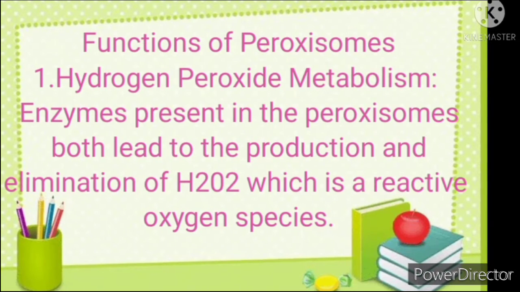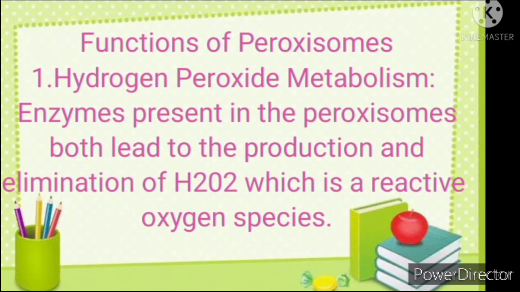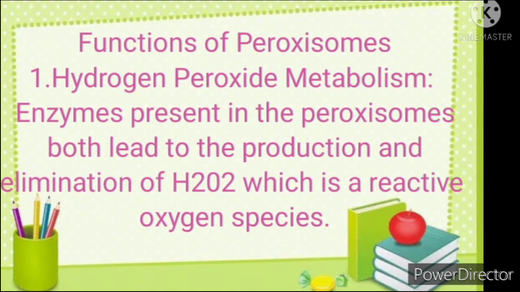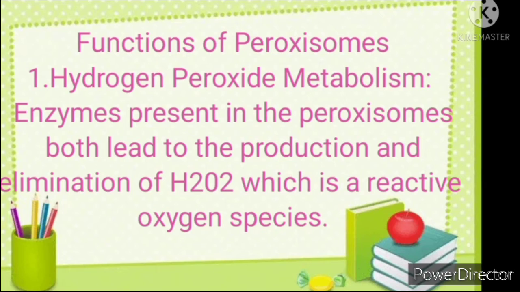The first function of the peroxisome is hydrogen peroxide metabolism. The enzymes present in the peroxisome lead to both the production and elimination of H2O2, which is a reactive oxygen species.